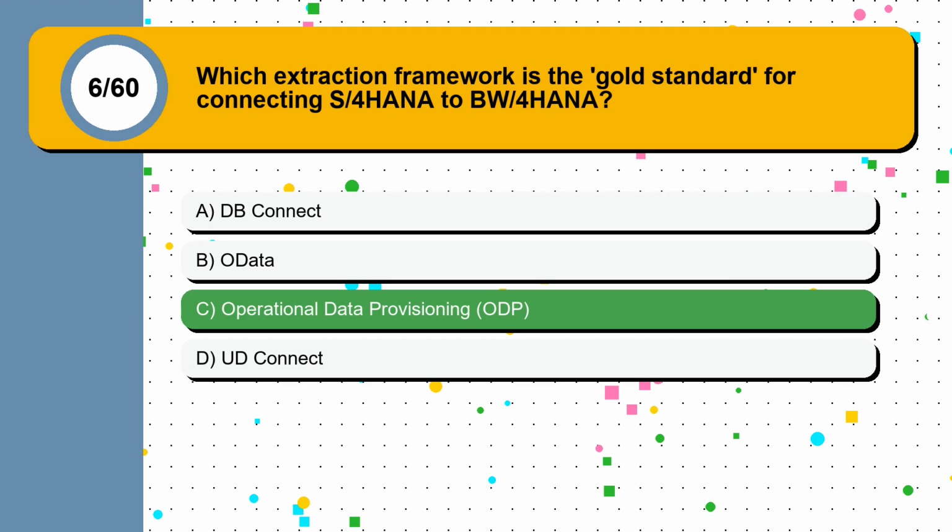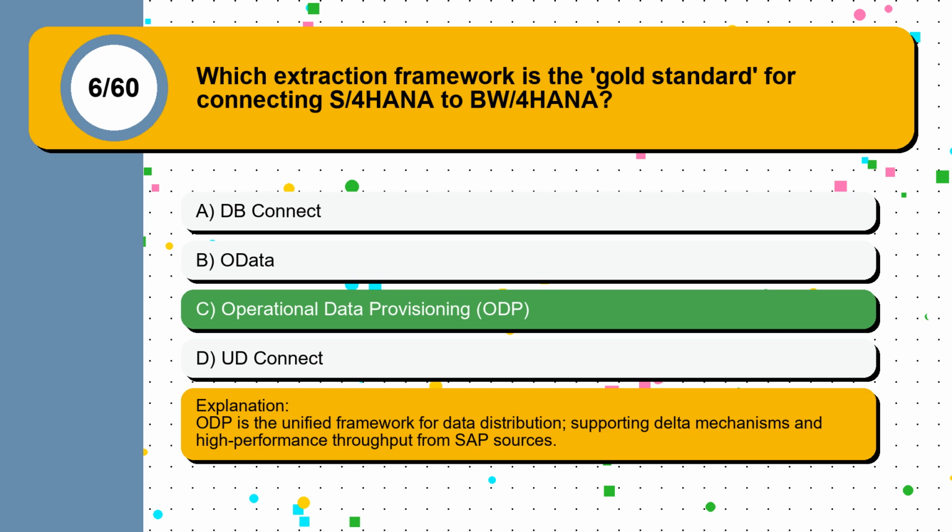The correct answer is option C, Operational Data Provisioning, ODP. ODP is the unified framework for data distribution, supporting delta mechanisms and high-performance throughput from SAP sources.